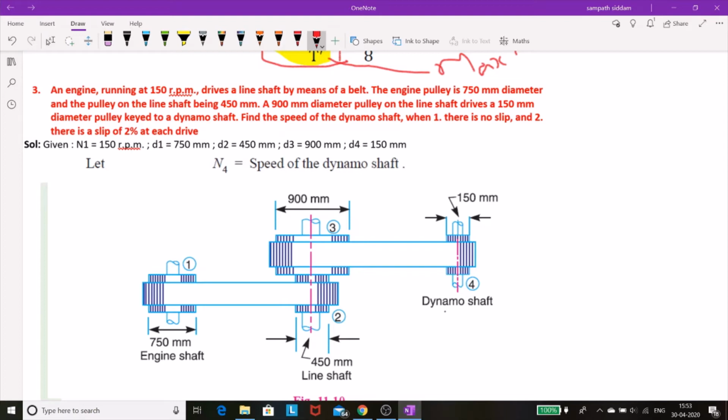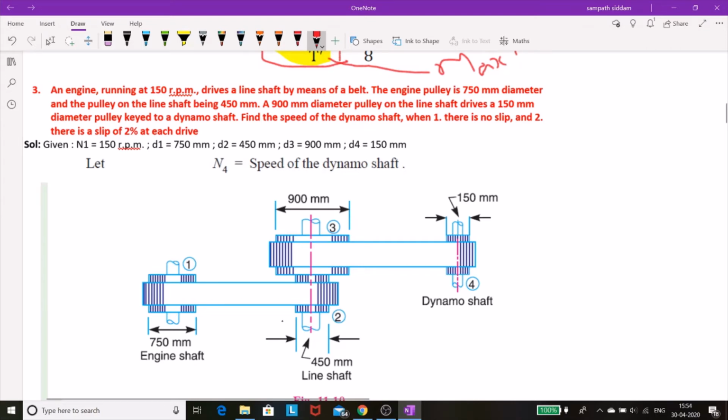Okay, so read the question, understand carefully, and then we'll try to solve it. Coming to this question, there is a sketch given over here. Clearly you can understand, an engine running at 150 rpm. There is an engine over here which is running at 150 rpm, and it drives a line shaft. This is your line shaft. The engine runs the line shaft with the help of a belt, because from here to here there is a long distance.